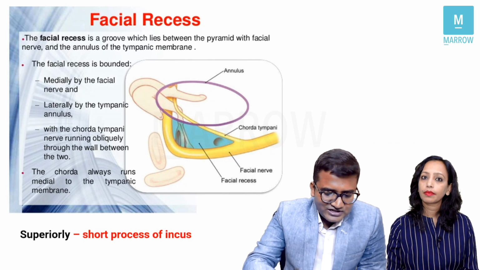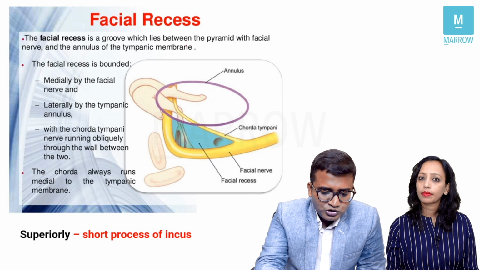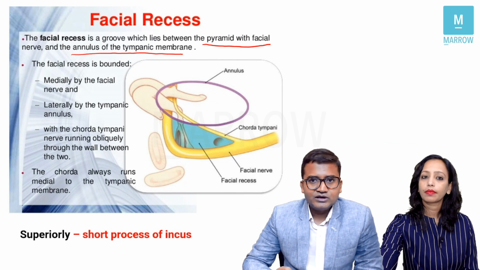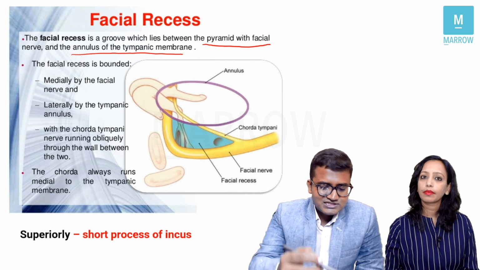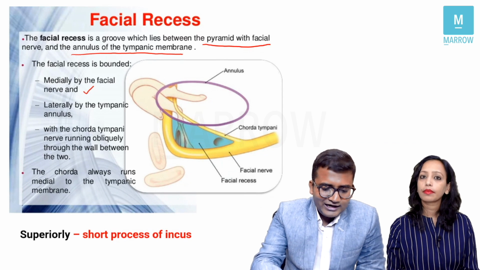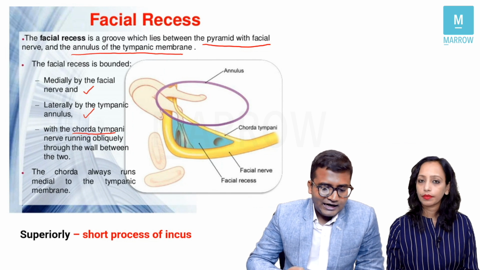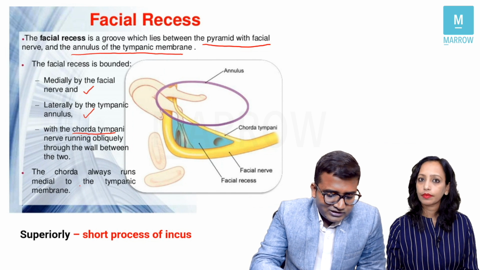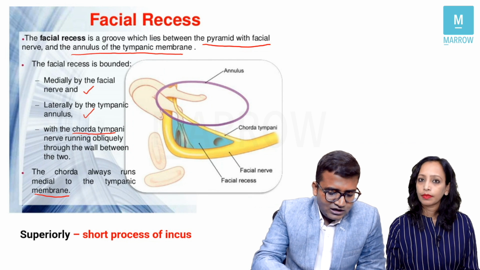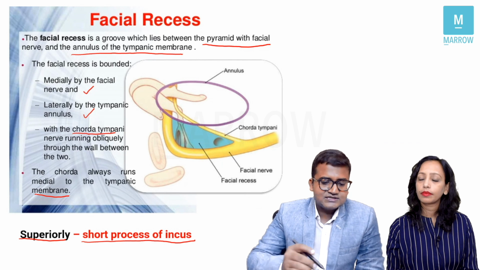Yes. Now this is the facial recess. What is the facial recess? The facial recess is a small groove which lies between the pyramid with the facial nerve and the annulus of the tympanic membrane. What is the boundary of the facial recess? Medially we have the facial nerve. Laterally we have the tympanic annulus with the chorda tympani nerve, and the chorda tympani nerve runs medial to the tympanic membrane. Yes. What is the superior boundary? The superior boundary is the short process of incus.